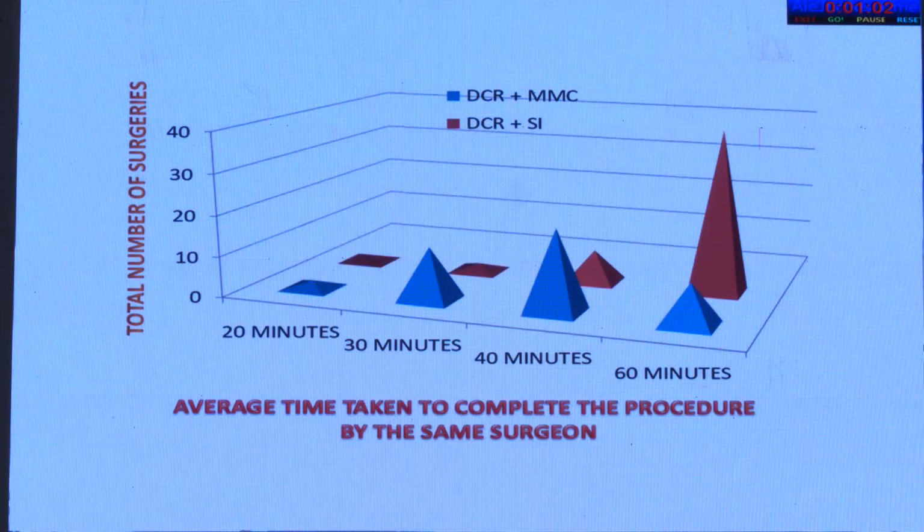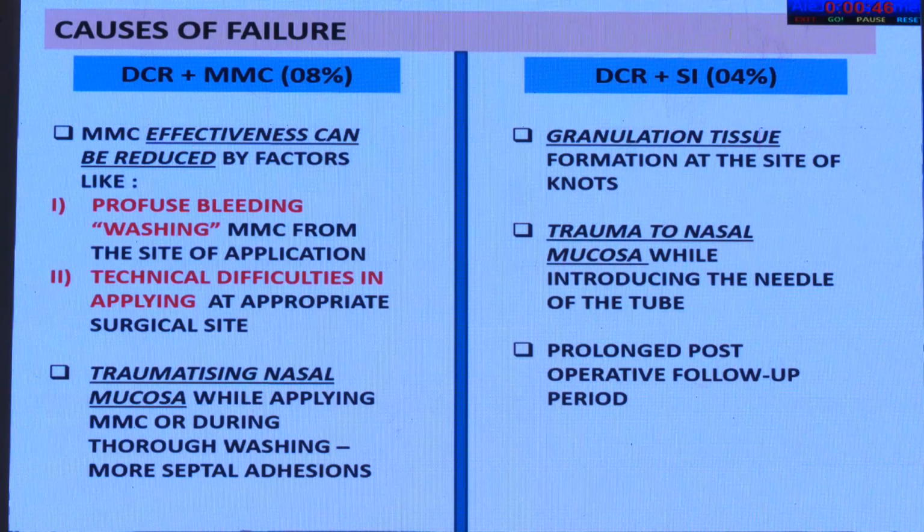This is the average time taken to complete the procedure by the same person. Here we can see the total maximum number of surgeries involving MMC was completed within 30 to 40 minutes by the surgeon, whereas the same surgeon took around 60 minutes to complete the surgery with the use of silicone intubation. The causes of failure in our cases was with MMC 8% and with silicone intubation 4%.